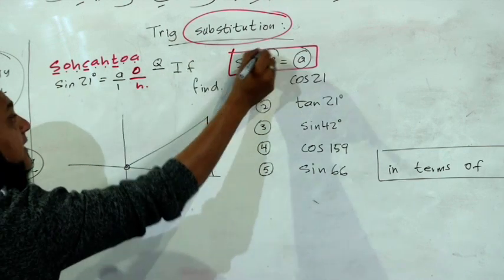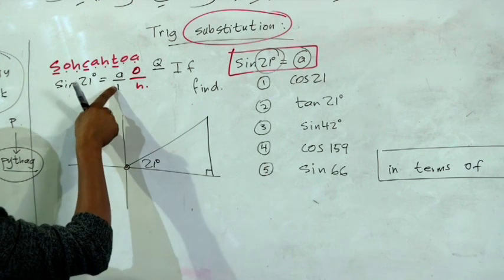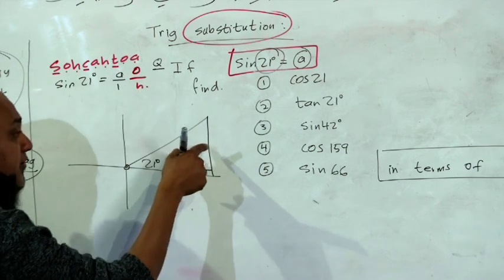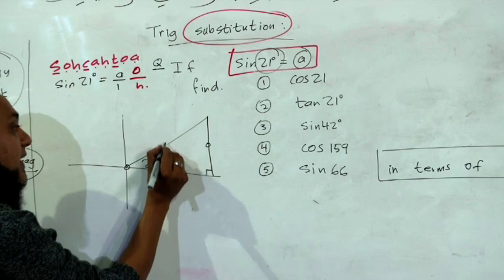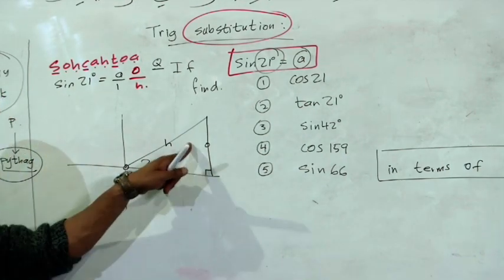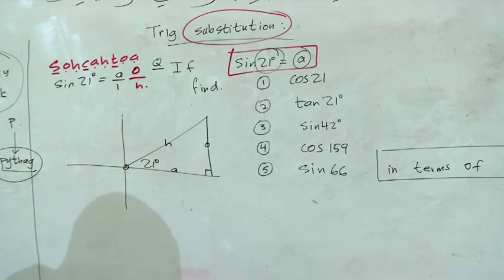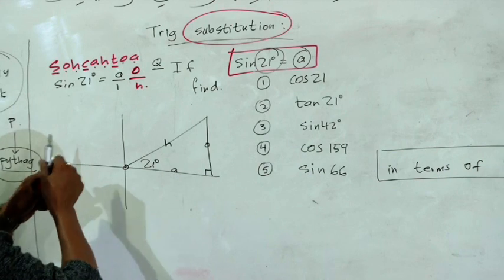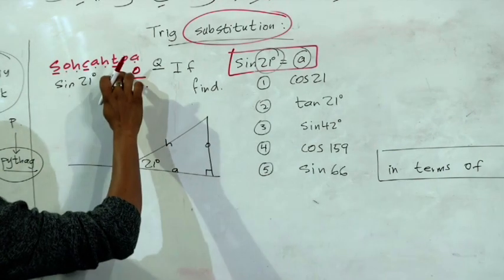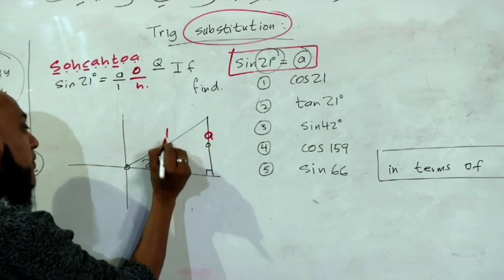Our reference angle here is 21 degrees. Now we know it's sine, opposite over hypotenuse. The side opposite your reference angle is your opposite. The side opposite our 90 degrees is our hypotenuse. And the remaining side is our adjacent side. So now, opposite over hypotenuse, A over 1, that must be A, and that must be 1.